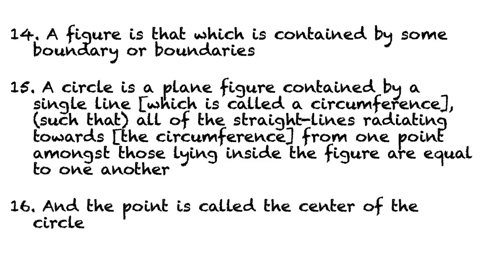16. And the point is called the center of the circle. Let's first talk about the differences between the square brackets and round parentheses. Heiberg added the words in square brackets in his Greek version, probably because the next two definitions just use the word circumference without any explanation. Richard added those in round parentheses when he translated into English to make it smoother.